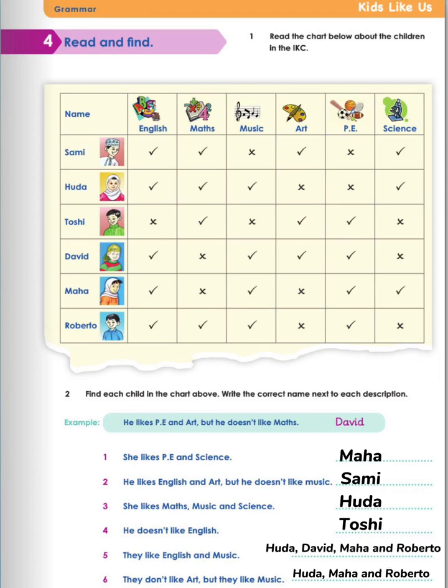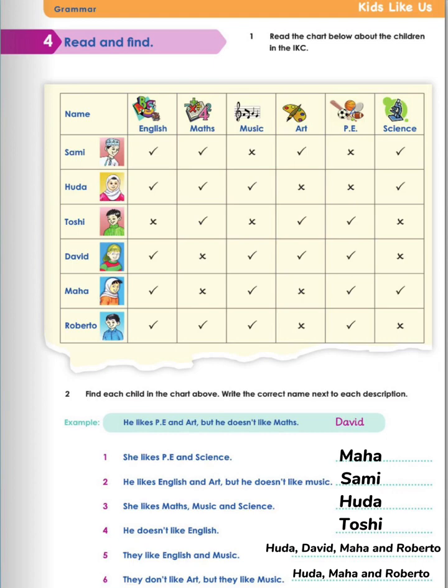Well done. The answer for 1, she likes physical education and science. It's Maha. 2, he likes English and art, but he doesn't like music. It's Sami. 3, she likes math, music, and science. It's Huda. 4, he doesn't like English. It's Toshi. They like English and music, so the list are Huda, David, Maha, and Roberto.